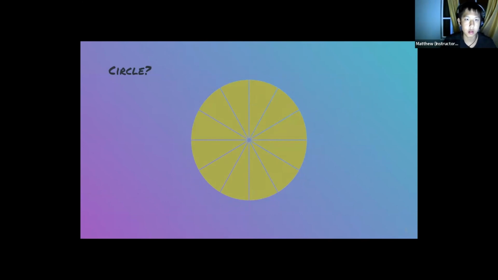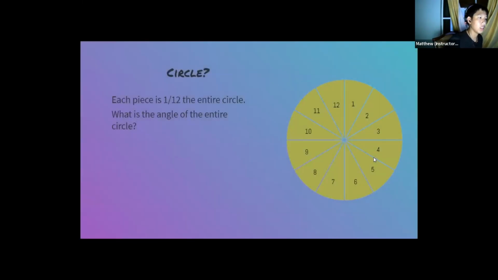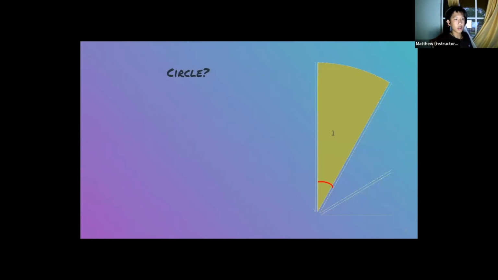So what can we do with this? Then we have 360. Each piece of the entire circle is 1/12 of the entire circle. What's the angle of one piece? Mathematically, that would just be 360 divided by 12, which is 30. So the one piece will be equal to 30 degrees, right?